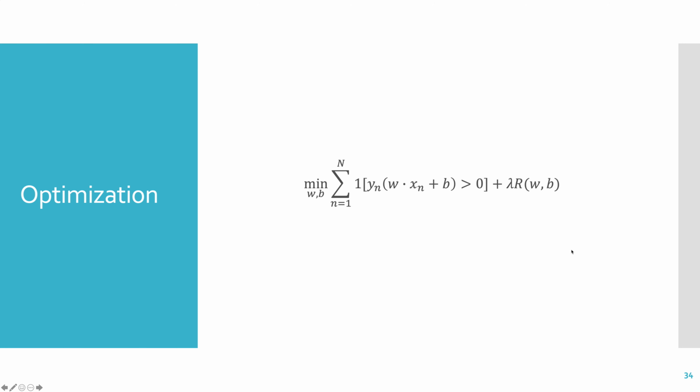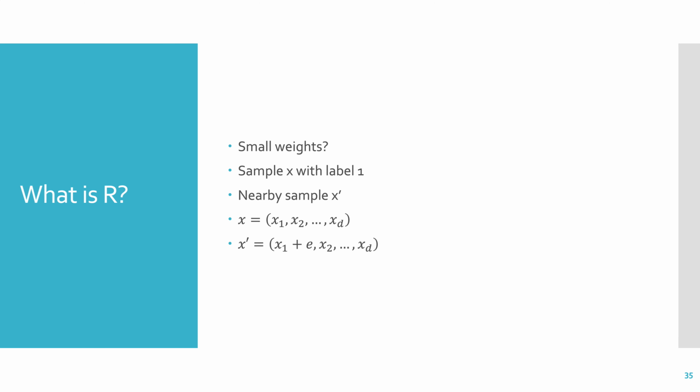What do we want from R? R should be convex, so it's easy to minimize. And the common desire is to have small weights. But why? Let's say we have a sample x with label 1. We would assume that a point nearby, x prime, would also have a label of 1. What if we take x prime to be x, but with x1 changed by a small amount, epsilon?